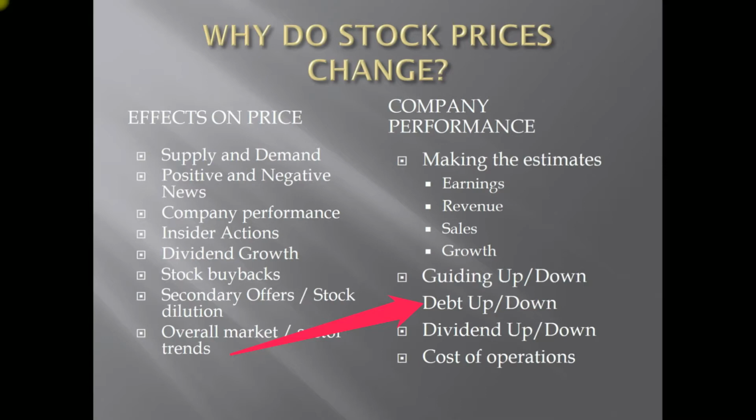There's debt up and debt down. There's increasing debt, which could be a liability to the company, or there's decreasing debt. Debt does not necessarily have to be a negative; it depends on what they plan on using the money for. And then increasing or cutting the dividend. Increasing the dividend, as we already discussed, is a good thing. Cutting the dividend is a negative thing. And then the basic cost of operations. If a company comes out and says that the cost of operations is going up, that can generally become a negative and the stock price can be pushed down. Ultimately, as you can see, there's a lot of things that factor into stock prices.